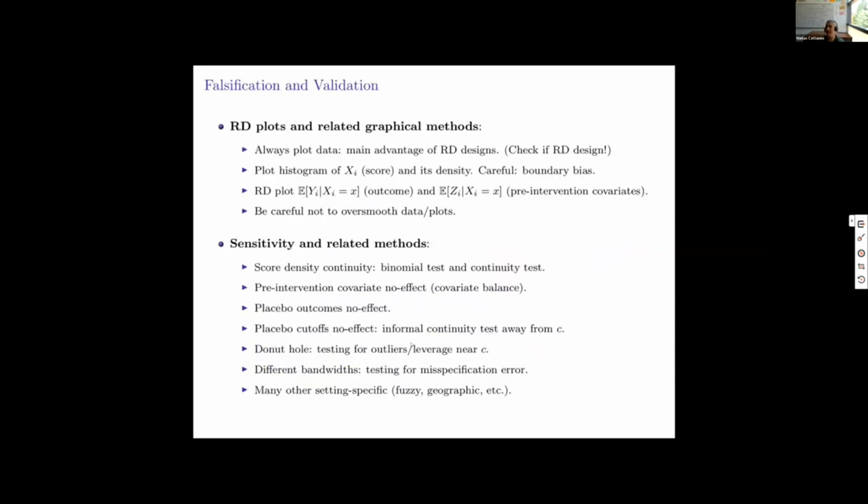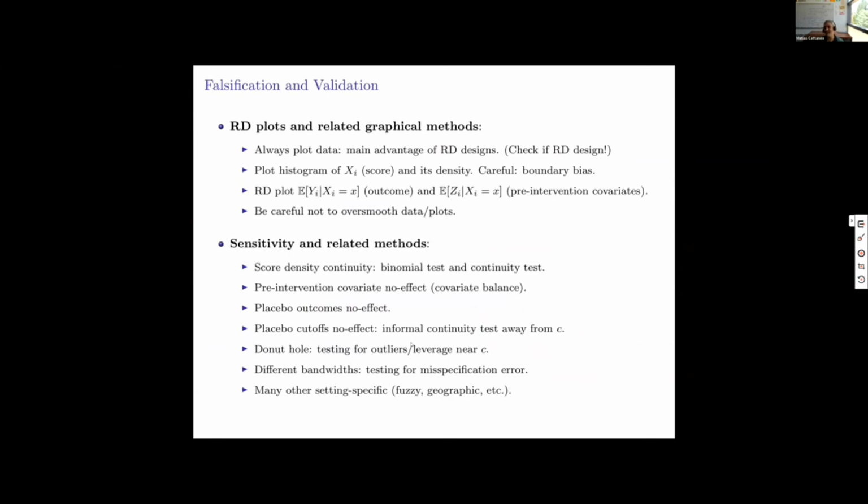And now in the last minute or two, since I started 2 minutes late, I earned my 2 minutes. I'm going to mention quickly the ideas of falsification and validation. I know I'm not going to be able to cover everything here, and I knew that coming in, so I just gave you one slide of this.